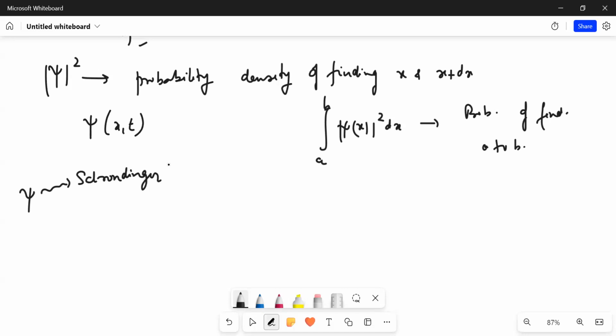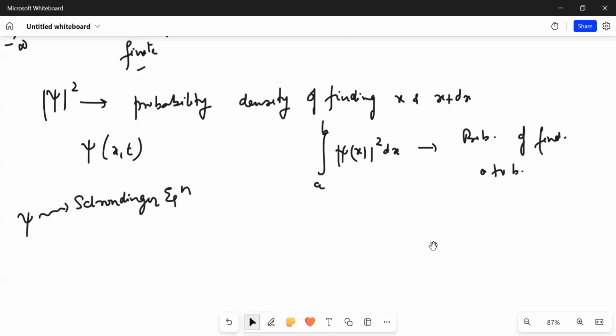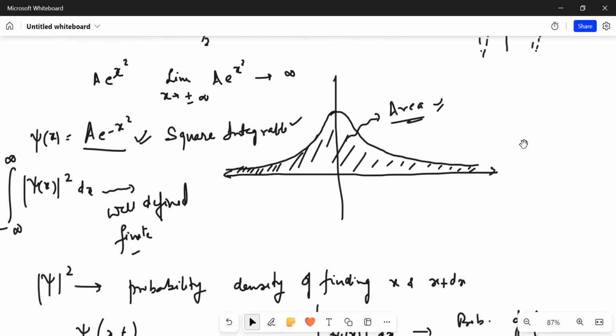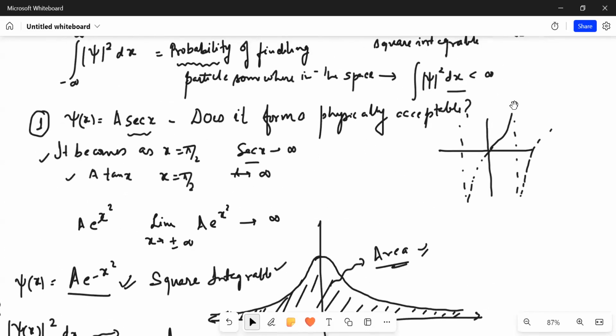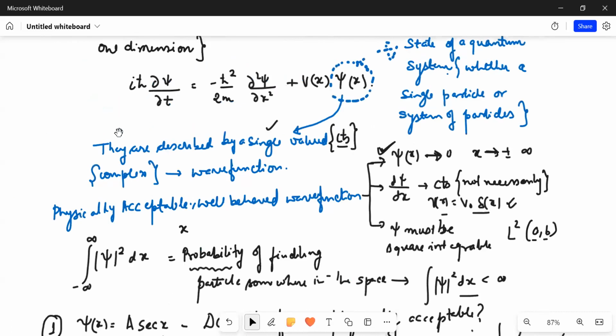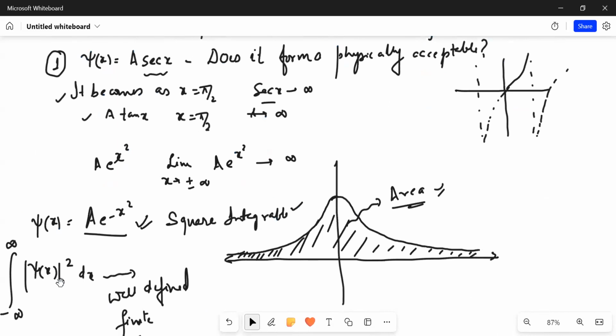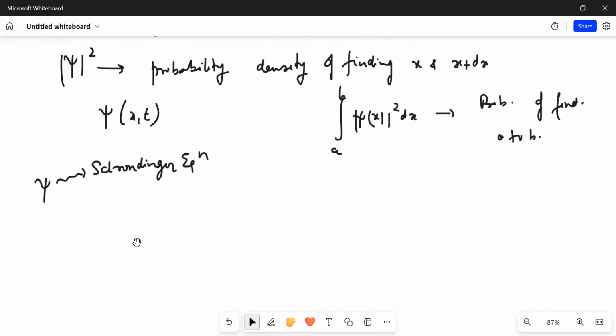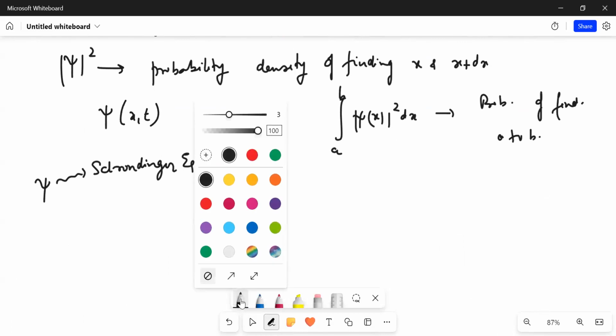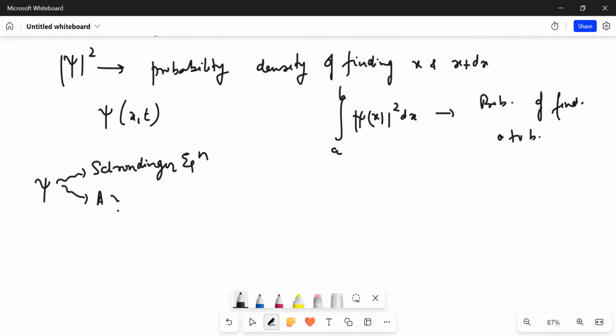Now understand that this psi, which satisfies the Schrodinger equation, if one is aware of linear differential equations, one can clearly see that this differential equation is linear in psi. So if psi is a solution, then A times psi is also a solution to the Schrodinger equation. And this particular A is referred to as the normalization constant.